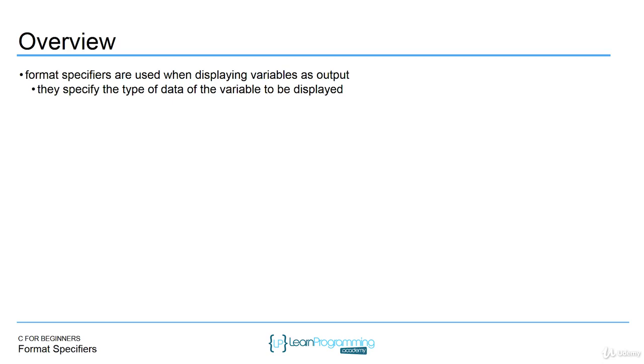So format specifiers are used when displaying variables as output. You can also use them for converting data, but we're just going to talk about using them as output for now. They specify the type of the data of the variable that you want to display.